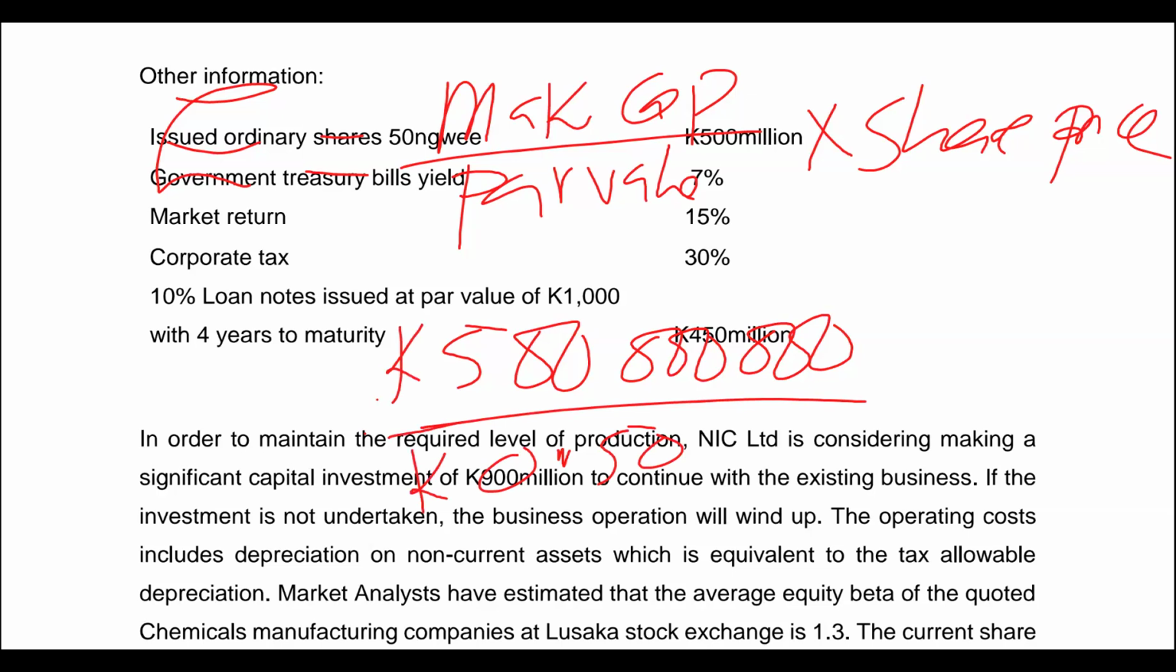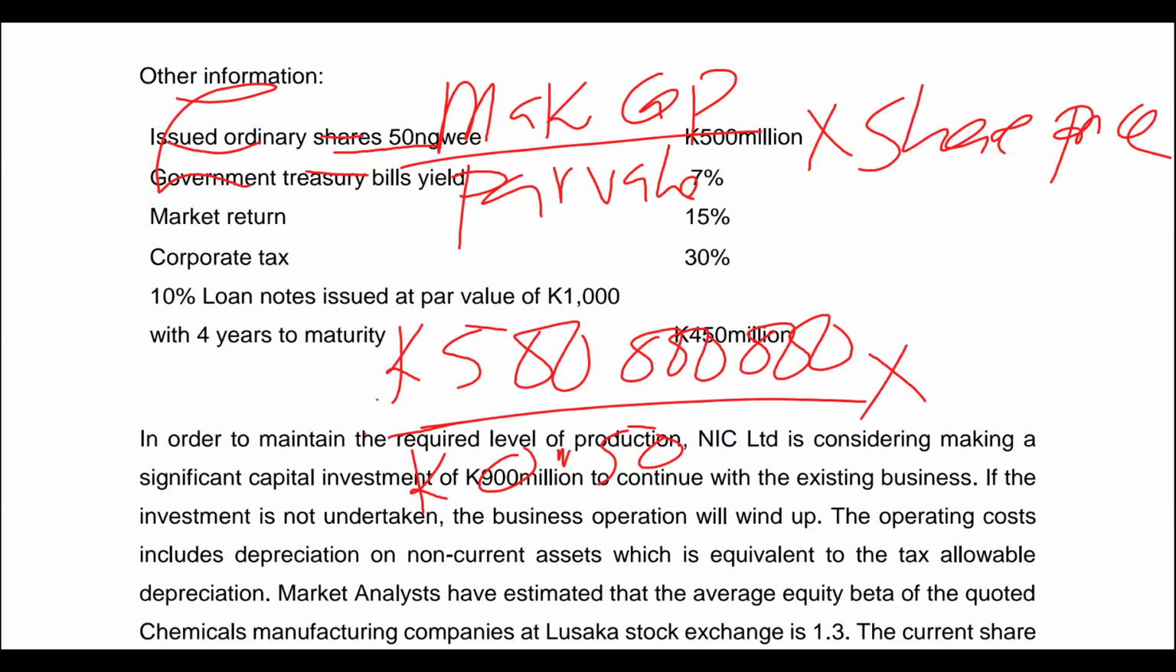Okay, like this one. They are saying that it issued ordinary shares at 15 ngwe. So the par value is 15 ngwe in this case. Of course, many questions will say issued at par value of this much. But even if the person has not said, it's still okay. Multiply by the share price.